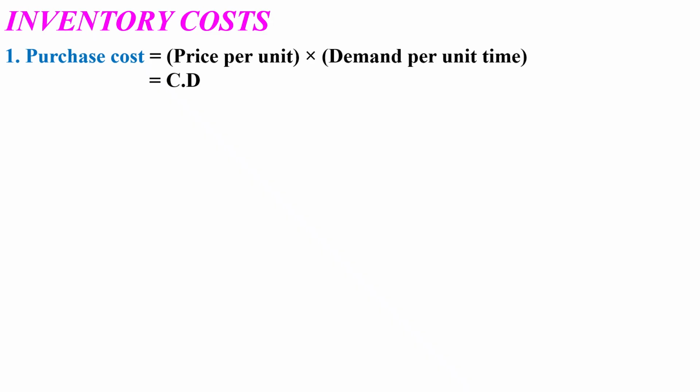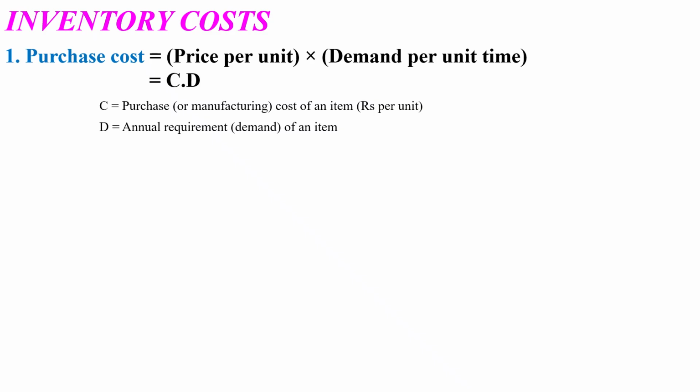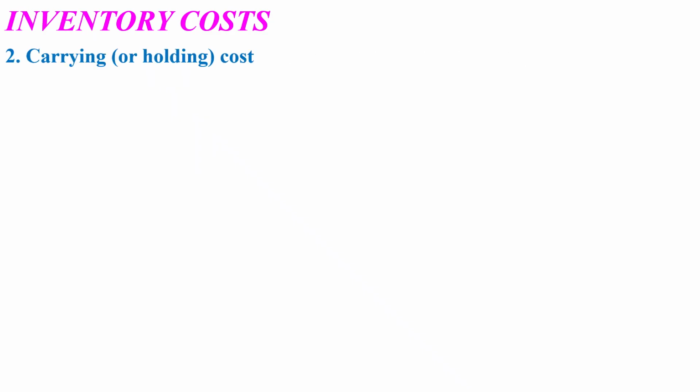First one is the purchase cost, which is equal to the price per unit into demand per unit time, where C equal to the purchase cost of an item and D equal to the annual requirement of an item. So purchase cost equal to C into D.